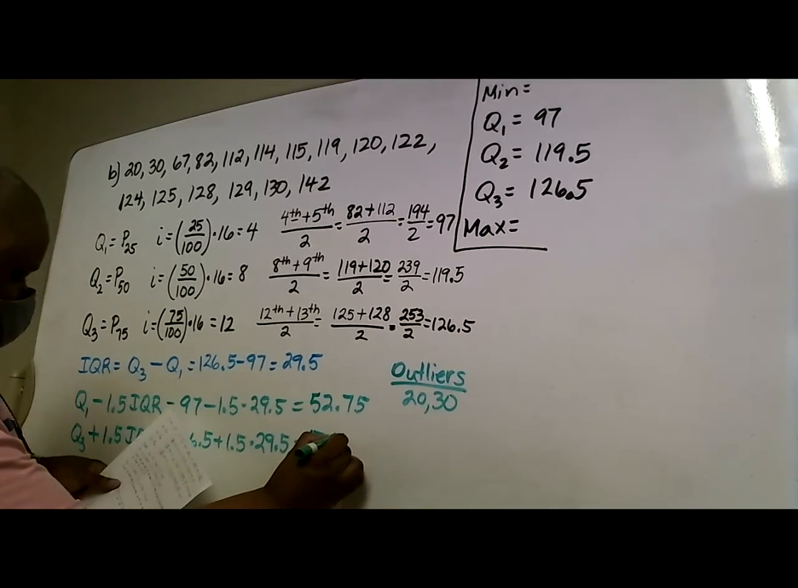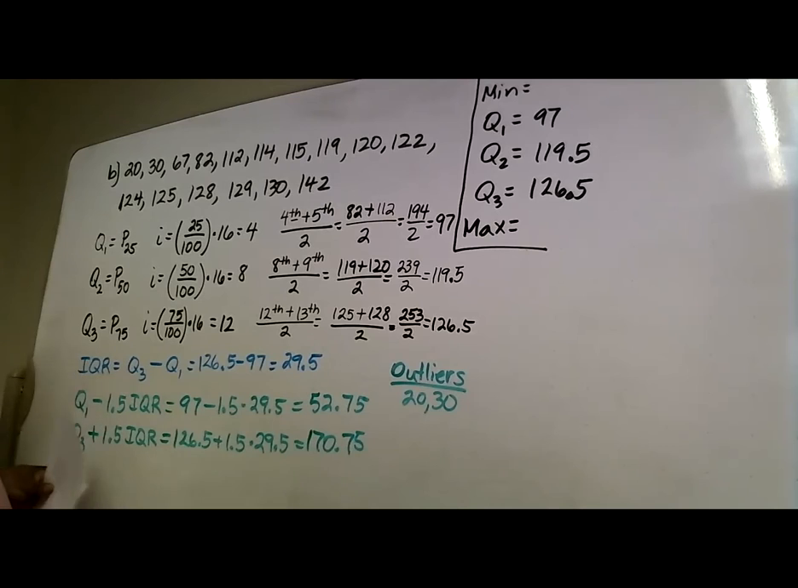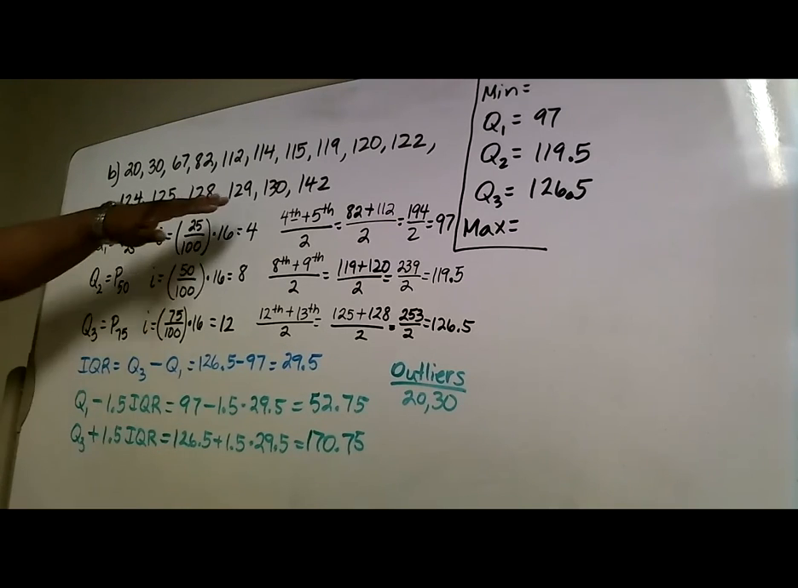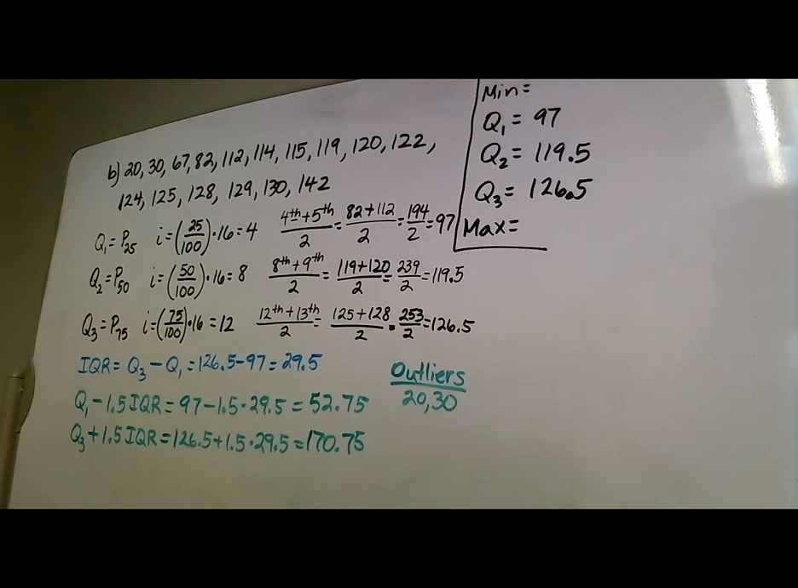Now this is what I came up with. So wait a minute, let's see. 126.5, I just put 26. That's what it was. Is that plus 1.5 times 29.5? I got it. Now, are there any data values here that are greater than 170.75?